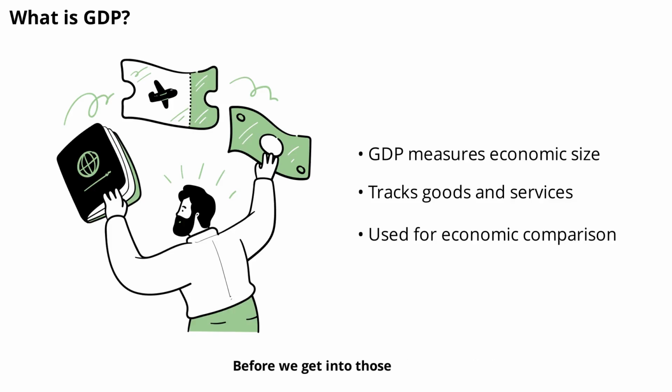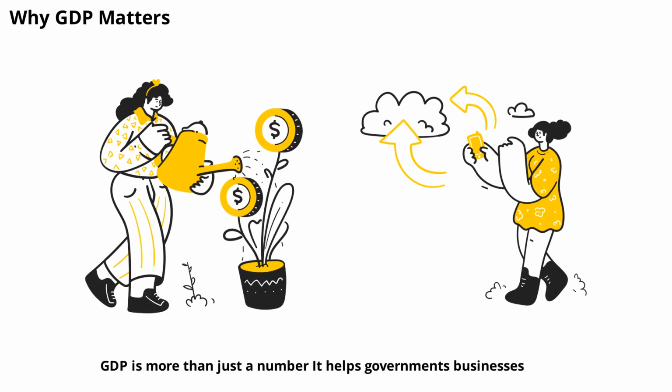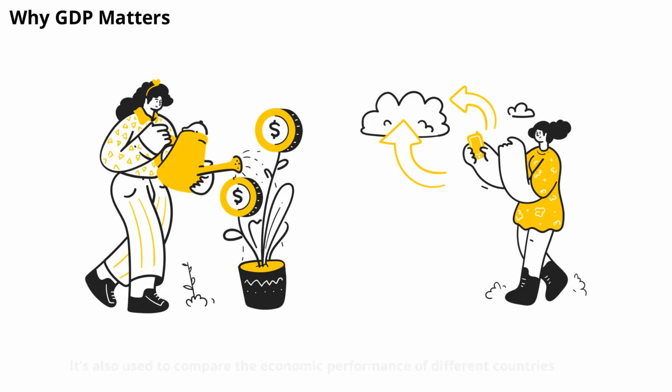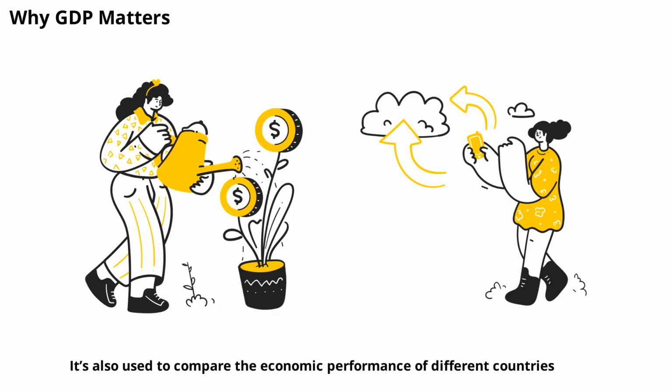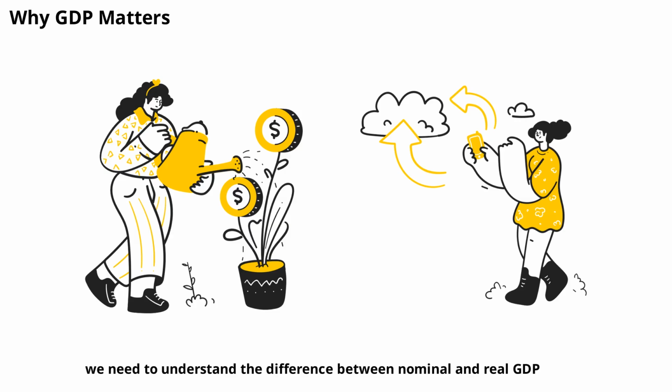Before we get into those, let's quickly look at why GDP is such a widely used metric. GDP is more than just a number. It helps governments, businesses, and individuals make informed decisions. For example, policymakers use GDP data to shape economic policy, while investors look at GDP trends to decide where to put their money. It's also used to compare the economic performance of different countries. But to make these comparisons meaningful, we need to understand the difference between nominal and real GDP.